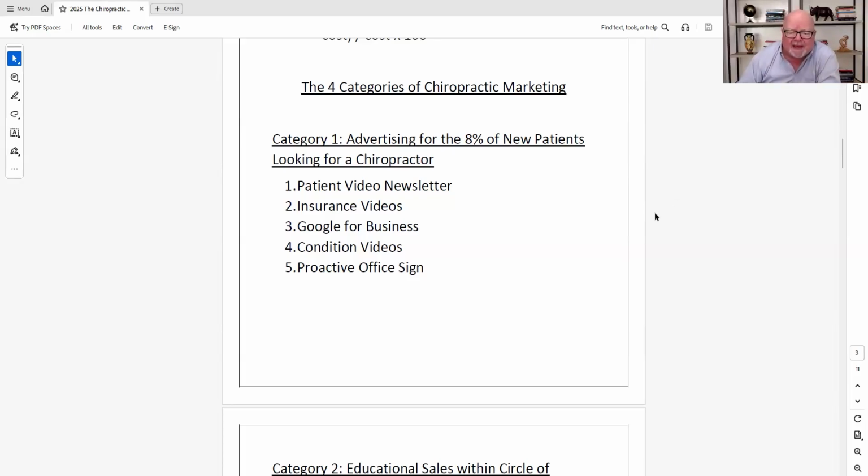Okay, so let's go into the categories. So then, of course, we got the insurance videos. And then remember, we're always talking about time. How much time does it take to do it? Effort, knowledge, skill, cost, return on investment. That's what we're always paying attention to. That's the decision makers. So the next place they go is the insurance videos.